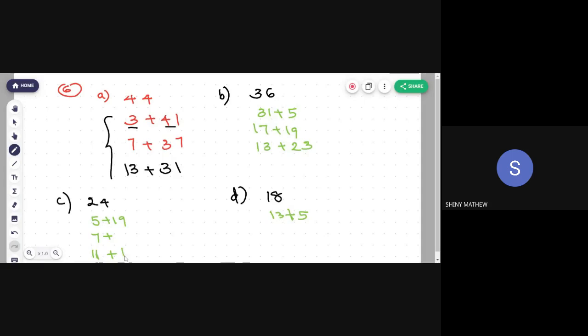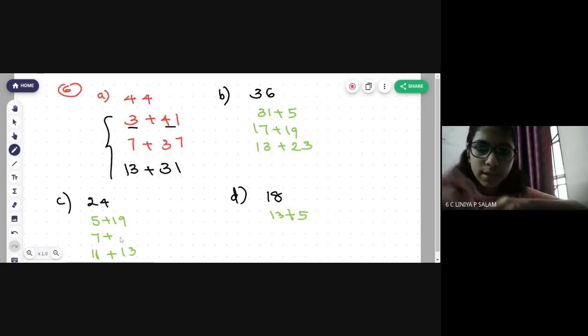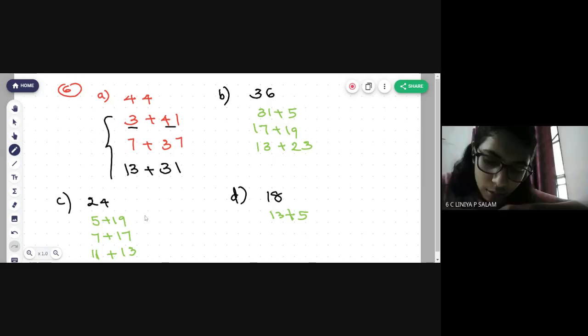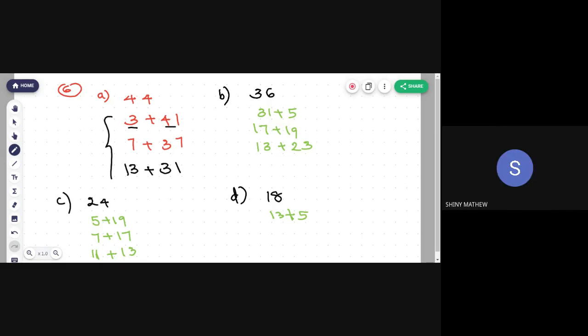Then 7 plus how much is 24? 7 and 17. 7 plus 17 is correct. 19 and 5 or 5 and 19. Okay, then for 18, 5 and 13.